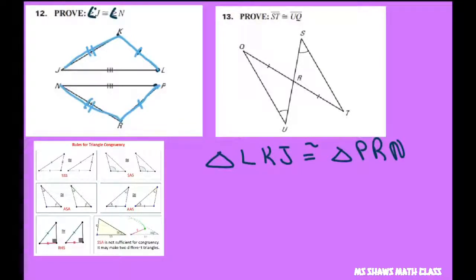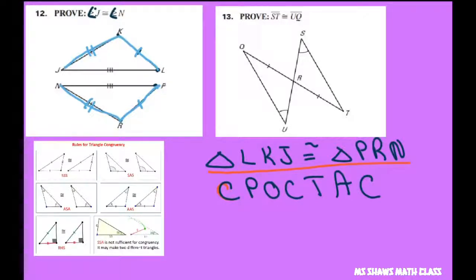So since this is congruent, the triangles are congruent, I know that my angles, the corresponding parts of congruent triangles are congruent. So that means that if I look at my triangles that I've written here, and I'm looking at J and N, these match up. These are in order. It has to be in order. So I know that J is congruent to N.